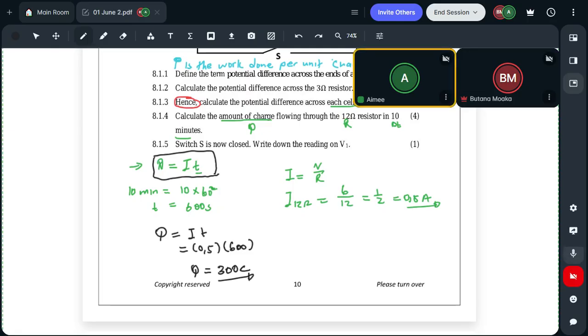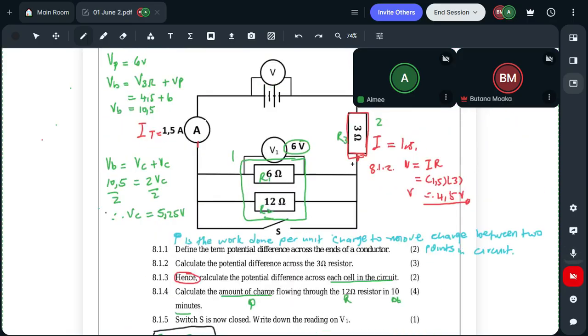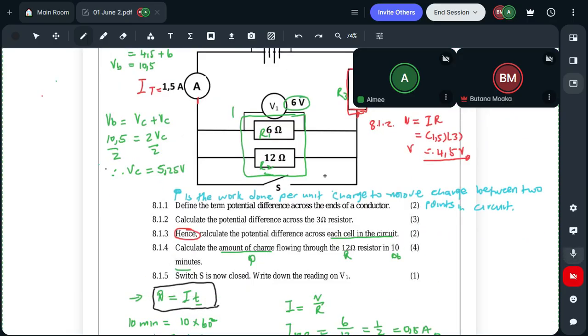Are you happy with that? I am, yes. Okay, so now they say in 8.1.5, switch S is now closed. Write down the reading on V1. Switch S is now closed. What will be the reading on V1? What do you think will be the reading on V1 if switch S is closed? 6 volts. It's going to be 6 volts?